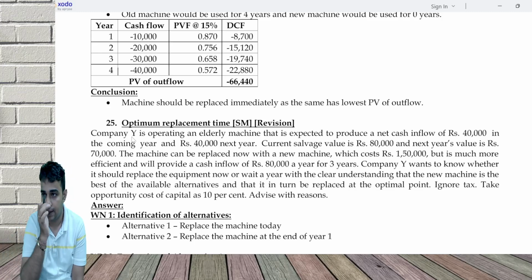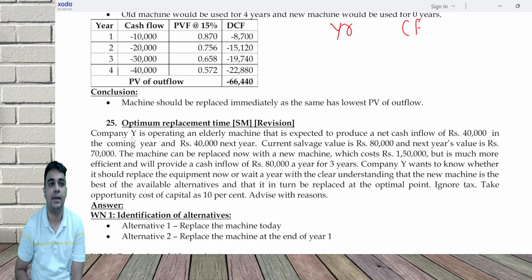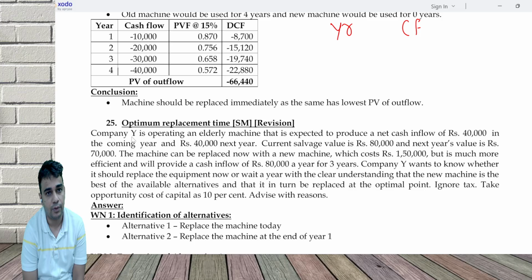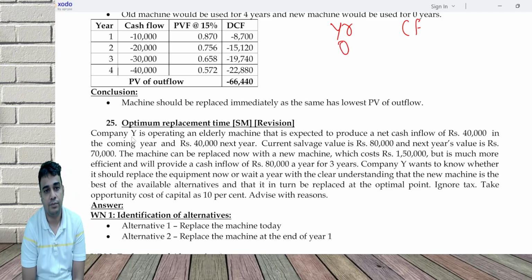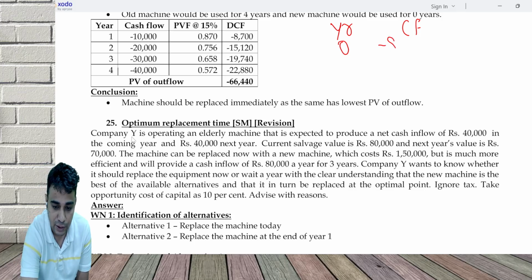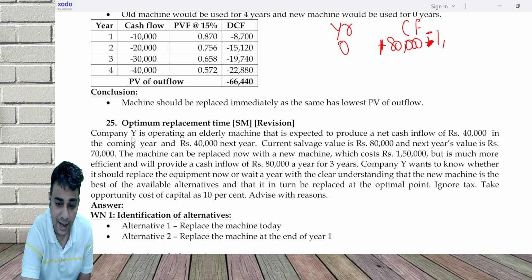We'll focus on writing year cash flow. Discounting, let's not do. If you replace now, write along with me, year and cash flow, no discounting part. Year 0, what is the sale value of the old machine? Plus 80. You will sell your old machine today, plus 80. New machine for how much? 1 lakh. So plus 80 minus 150, minus 70.